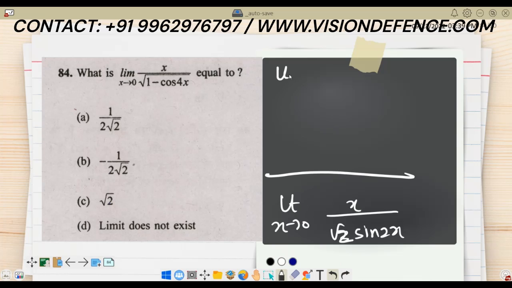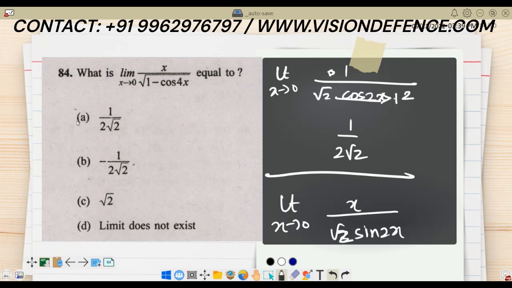So applying L'Hospital's rule, it will become limit x tends to 0, 1 by root 2 will be constant. So 1 by root 2 will remain constant. So differentiating sine 2x, it will become cos 2x into 2. Now we apply 0. This is going to be 1, right? Yes, it's going to be 1. So the answer is 1 by 2 root 2. That is the 84th answer.